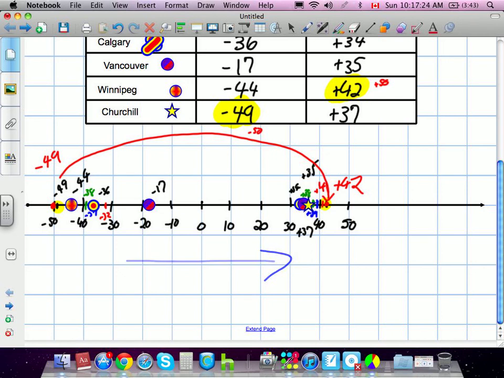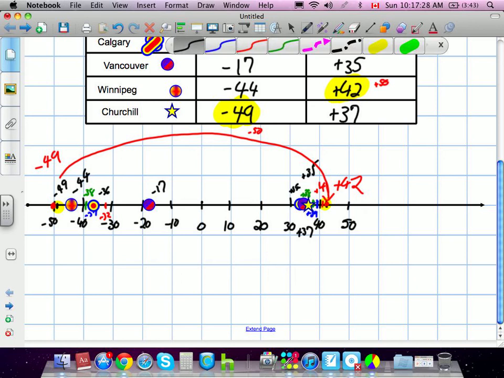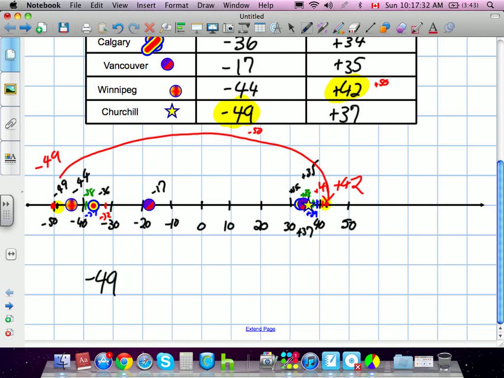Negative 49. How many spots did we go to get up to positive 42? How can we figure this out? Do you know? Well, let's think about 0 and how long it takes us to get to 0. From 49 to 0, how many steps is it? Yeah, it's 49 steps, right? So we went 49 steps to the right. We went 49 steps in a positive direction.